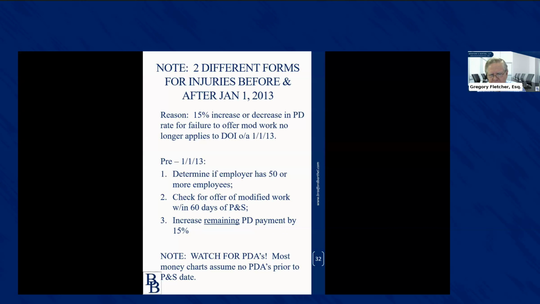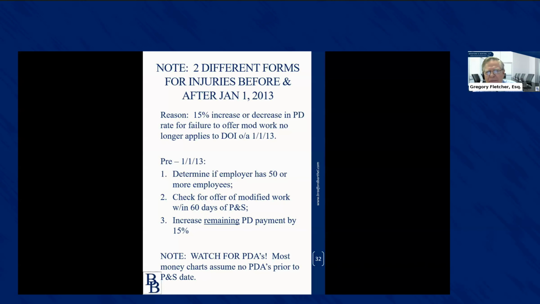The money charts assume that there were no PDAs prior to the P&S date. Back in the day, the money charts included the 15% increase and decrease, and that kind of led people astray, because they would assess it against the full PD amount, even if some PD had been paid before.